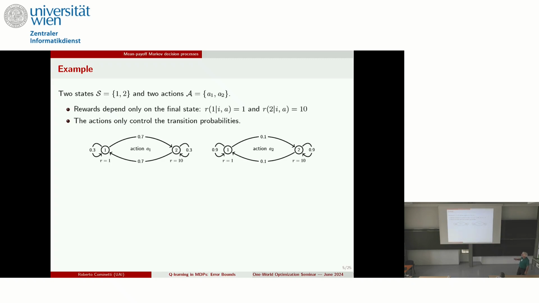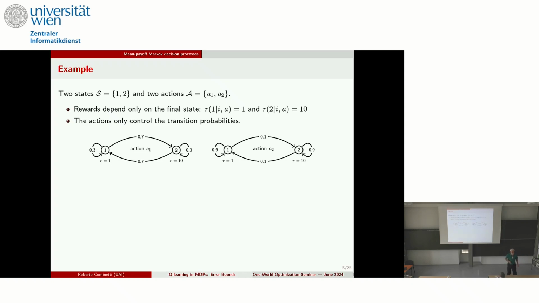So these rewards do not depend on my action, they do not depend on the current state, but they depend on the state which I will reach. So of course, I want to maximize the probability of being in state 2. And the actions will only control the probabilities. If you take action A1, in these arrows, you have the probabilities. From 1, you jump to 2 with probability 0.7. You stay at 1 with probability 0.3, and so on.